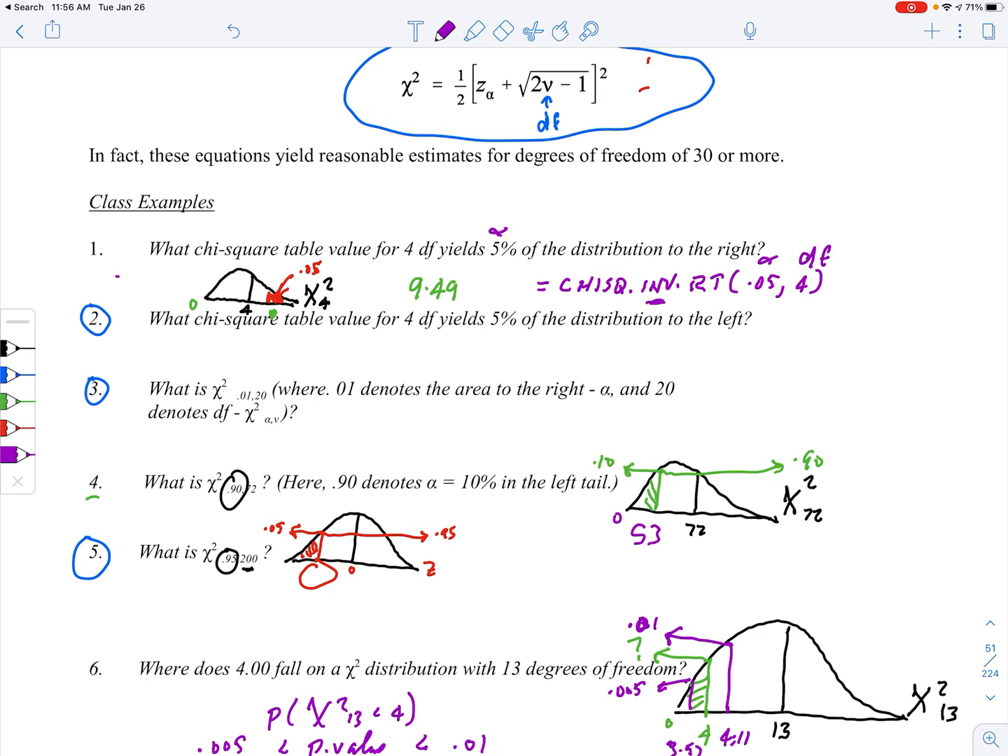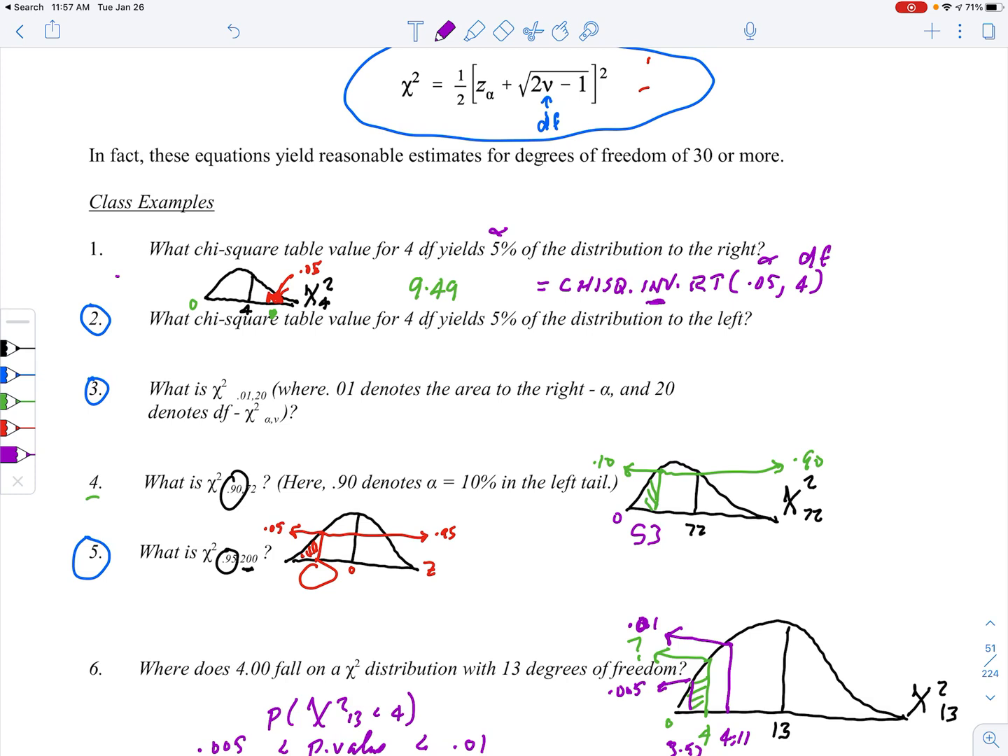So remember, an inverse function is always where you're given a probability, an area, usually an alpha, and you want to find the corresponding chi-square value. Before we had t inverse functions, or norm.s inverse functions. And remember that the chi-square distribution is not symmetric, so we need to tack on an RT if we're going up, that is, to the right.